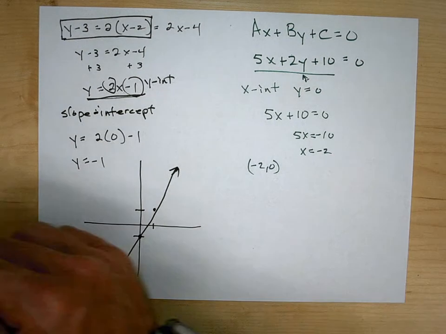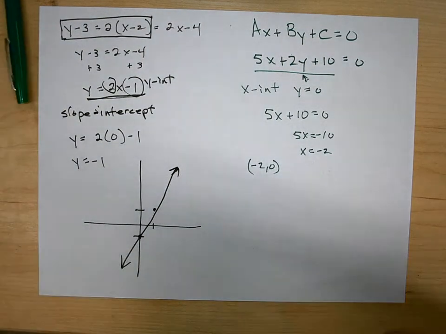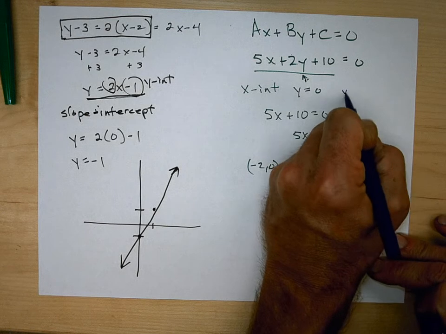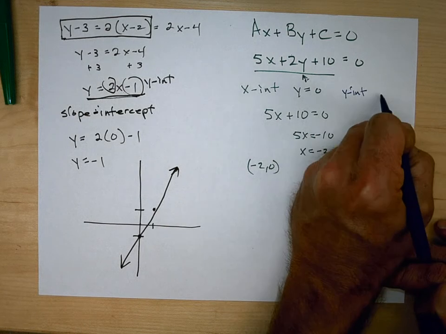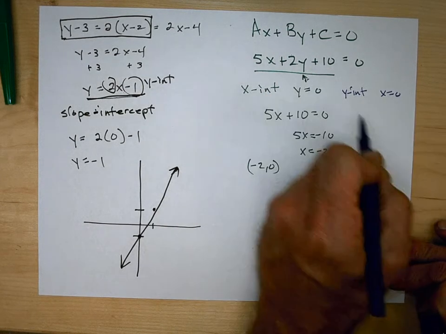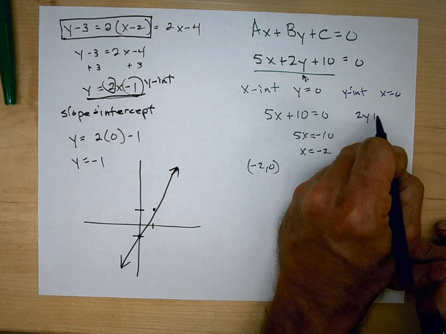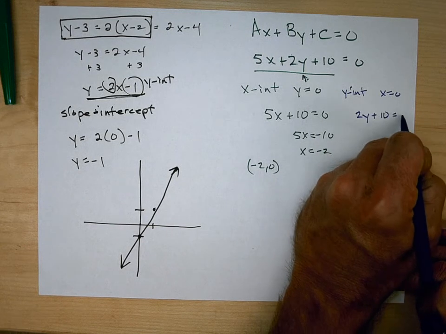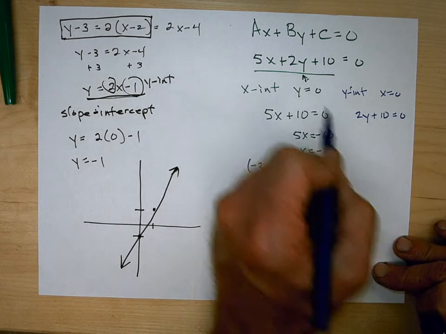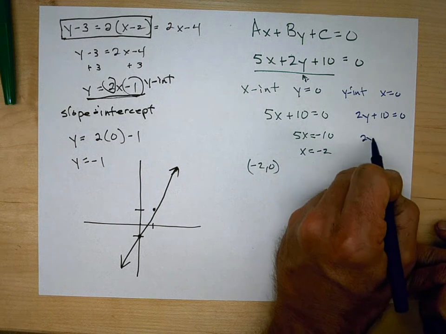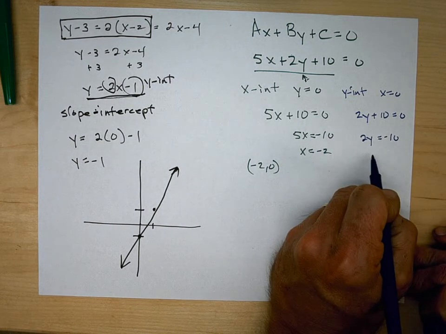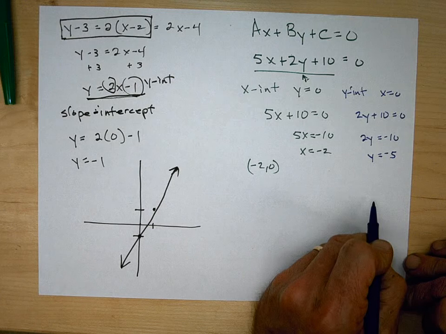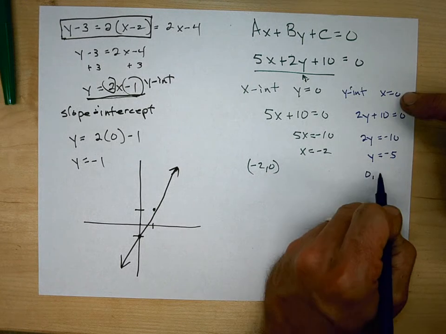And then, likewise, to find the y-intercept, let x equal 0. So if I let x equal 0, I'm just left with 2y plus 10 equals 0, again, because that just goes to 0. Then I get 2y equals negative 10, so y equals negative 5. So again, putting in 0 for x gives me negative 5 for y.